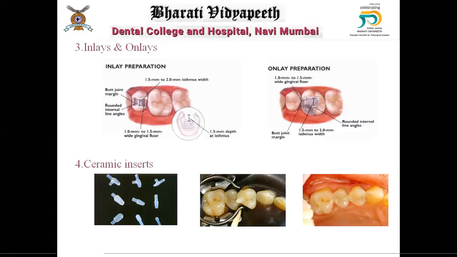Then the inlay preparations, which you must have made in your conservative dentistry practicals. You need to prepare an inlay when the caries are extensive. And the same is with the onlay, if there is any fracture of the tooth where you want to go conservative, but because of the extent of the fracture, it's not possible, and you want to avoid a crown, you can go for an onlay. Then the ceramic inserts, they can help in retaining a restoration. So they're just like pins used for restoration of amalgam or buildup.